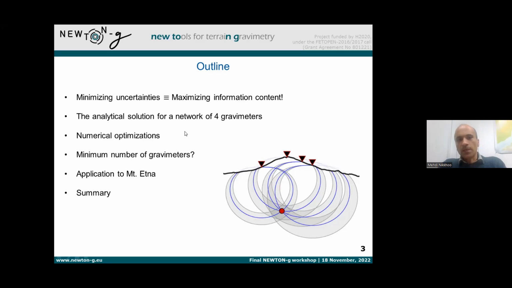For this purpose, we have developed analytical and numerical optimization methods that I will explain later. We have also developed a method to find the minimum number of gravimeters necessary for this purpose. And in the end, I'll show you the application of the method to Mount Etna.